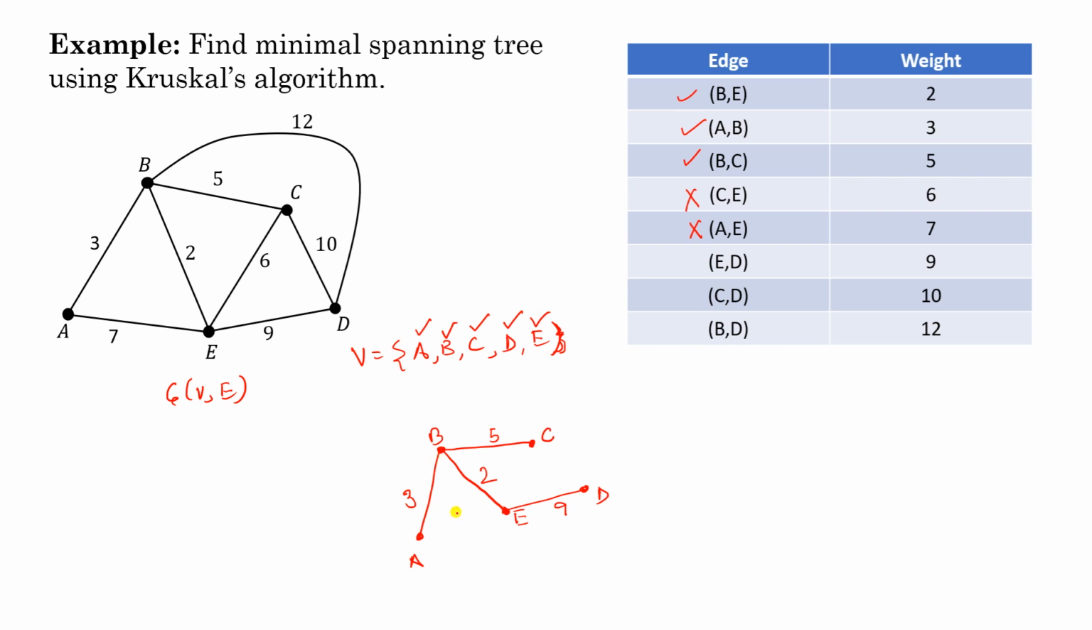So this is the minimal spanning tree, and the weight of this minimal spanning tree is 2 plus 3 plus 5 plus 9, and this equals 5 plus 5 is 10, plus 9 is 19. So the weight of this spanning tree is 19. In this way you can find a minimal spanning tree in a given graph using Kruskal's algorithm. I hope that you got the concept of Kruskal's algorithm, and you can apply this algorithm to any given graph to find a minimal spanning tree.